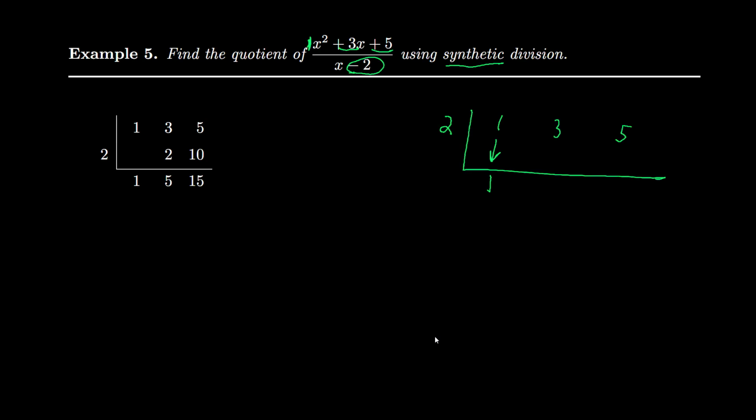So we do 2 times 1. 2 times 1 is 2. 3 plus 2 is 5. We add them together. And then we do 2 times 5 is 10. 5 plus 10 is 15. That's the remainder. That's how we got all that. Okay? I'm going to rewind and do that again. I did 2 times 1 is 2. And then 3 plus 2 is 5. I then did 2 times 5 is 10. And 5 plus 10 is 15.